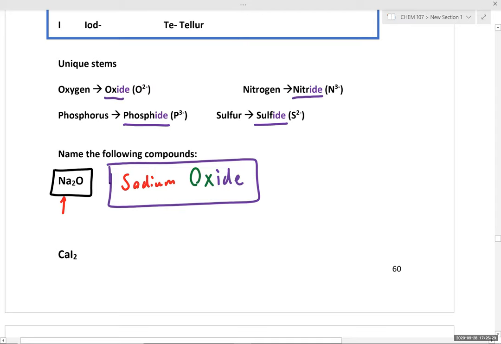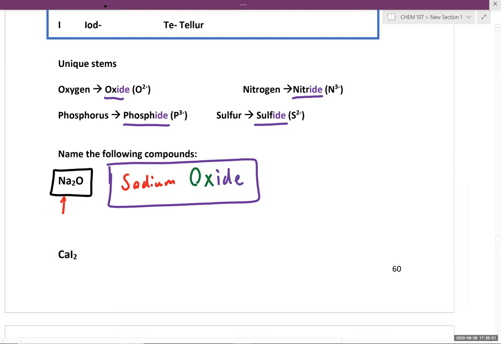What's really cool about this naming convention is that you don't have to specify the number of each ion. It is implied from the charges. Does this first example make sense to everyone?